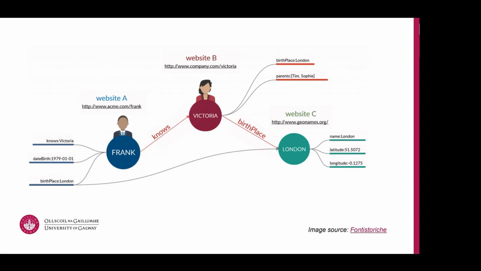So we know that Victoria's birthplace is in London, and we can connect it to another website, GeoNames, that I mentioned before, and see what information about London it has. So it is a way to pull information from different places following the links.